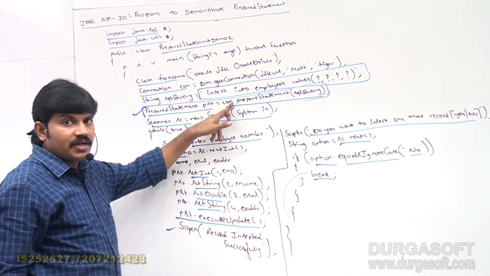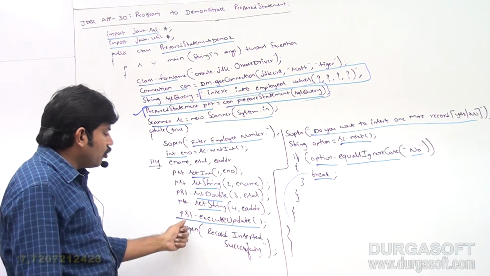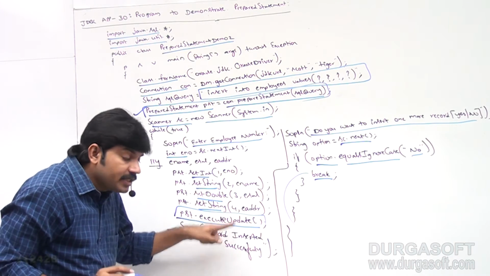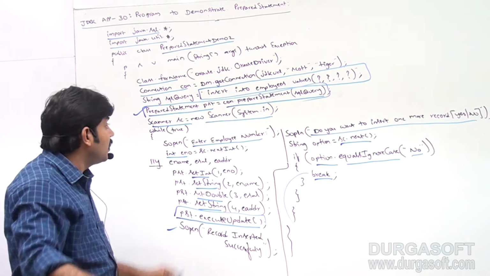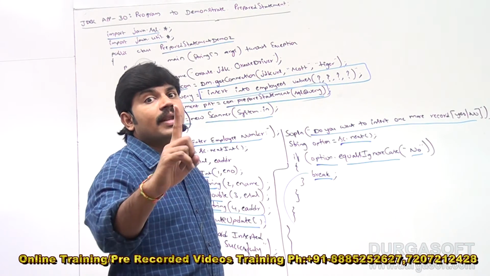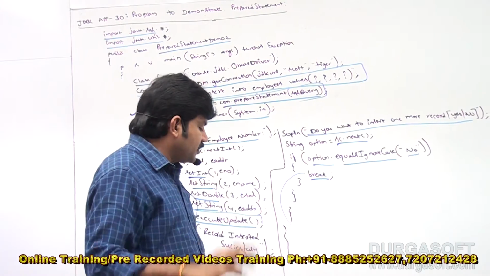The creation of the prepared statement is not inside the while loop, so it won't execute 1 crore times. pst.executeUpdate is available inside the while loop, that's why this execution will happen 1 crore times. But creation of the prepared statement happens how many times? Only once. Everyone can understand, right? Now let me execute this program.